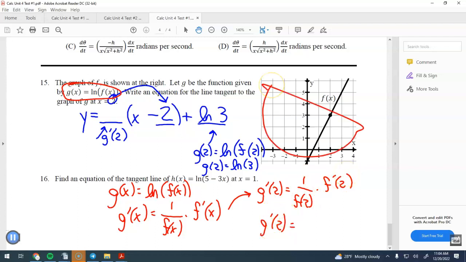Well, this is my f. So what's f of 2? 3. So this is 1 over 3. And then what's f prime of 2? Well, how do I find that? You find the slope of it, right? Because the derivative of a graph is its slope. So the slope, if I find like a corner, like there and there, it's going up 2 over 1. So that's going to be times 2. And then I would put 2/3. And that's fine.